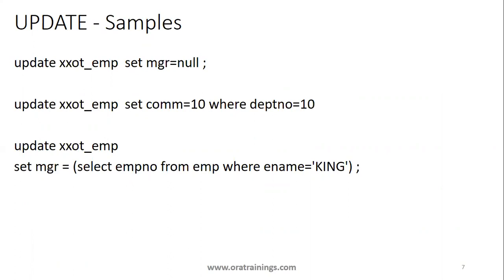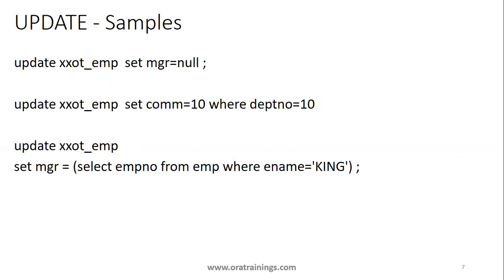And here, if you observe the third example, I'm using a query or a subquery. What I'm trying to do is get the employee number of the king, and I want to set the manager ID equal to the employee number of the king for all the employees who are available in the xxot_emp table.